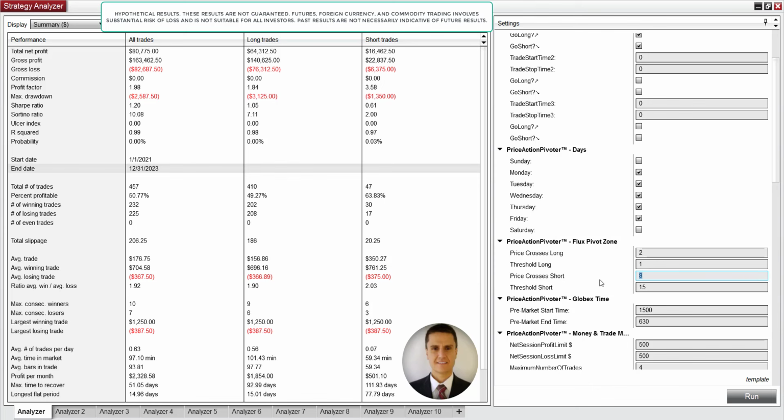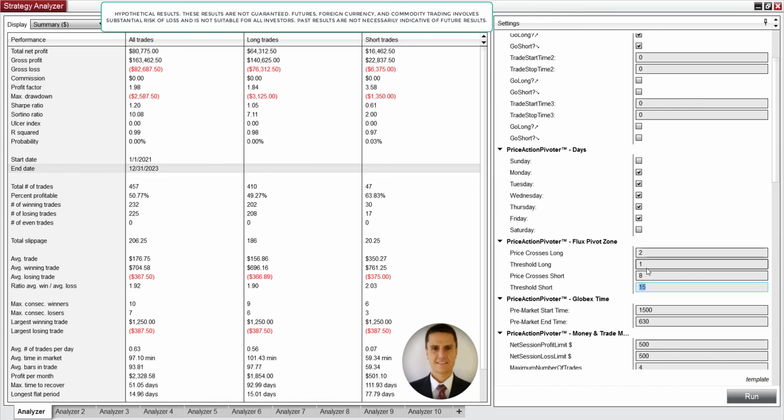On the short side, look how I'm conservative. I'm saying I want it to cross that particular pivot point 8 times before I consider an entry on the short side. So I am being really conservative. Moreover, I'm adding to that by saying I want it to be lower than the last 15 bars.